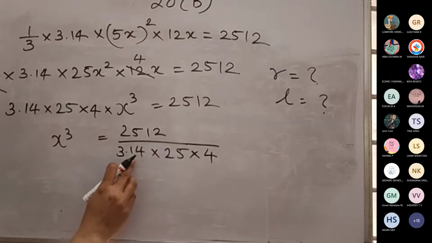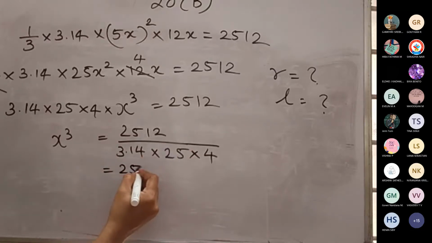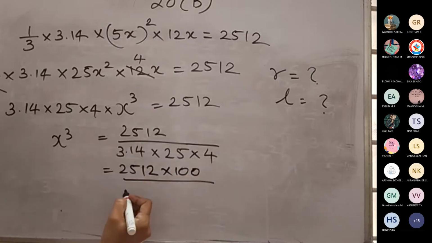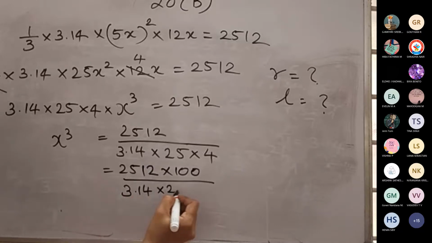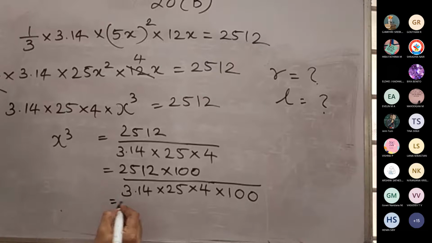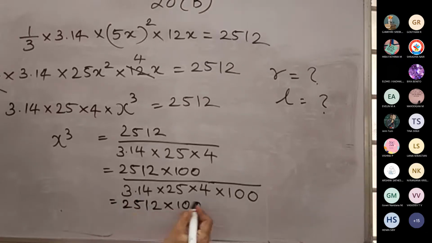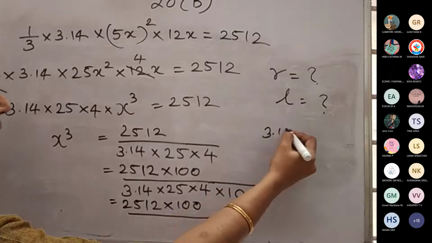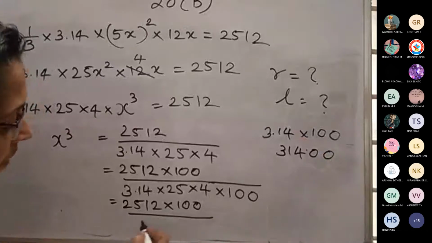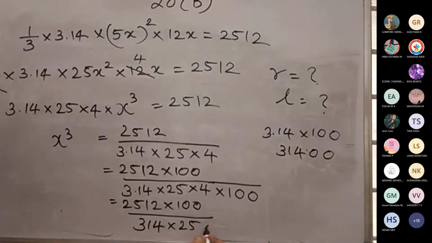To remove the decimal place, multiply by 100, two zeros. So 2512 into 100 divided by 3.14 into 25 into 4 into 100, to remove the decimals. Multiply by 100, 2 decimal places, so multiply by 100. Then next step it will be 2512 into 100 divided by, if you multiply 3.14 with this 100, you will get 31400, remove 2 decimal places. So 314 into 25 into 4.